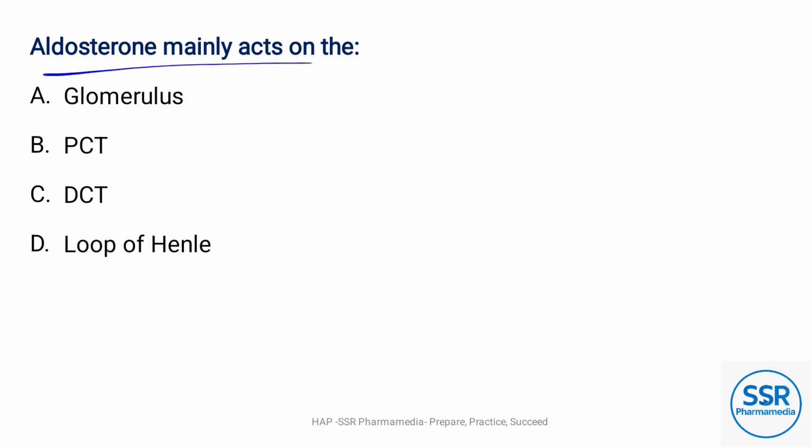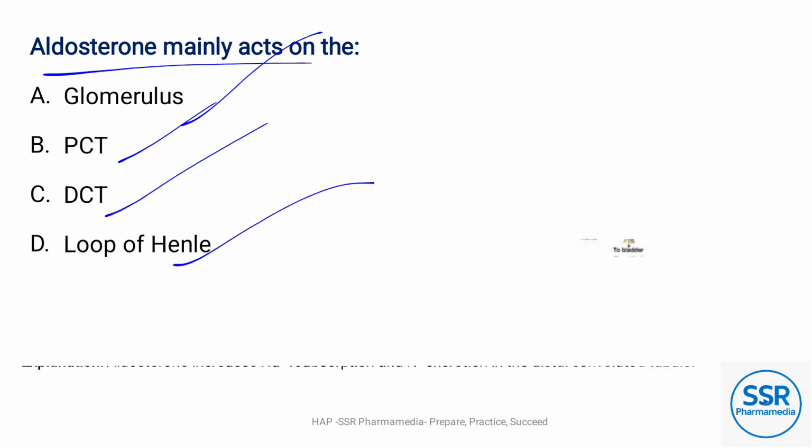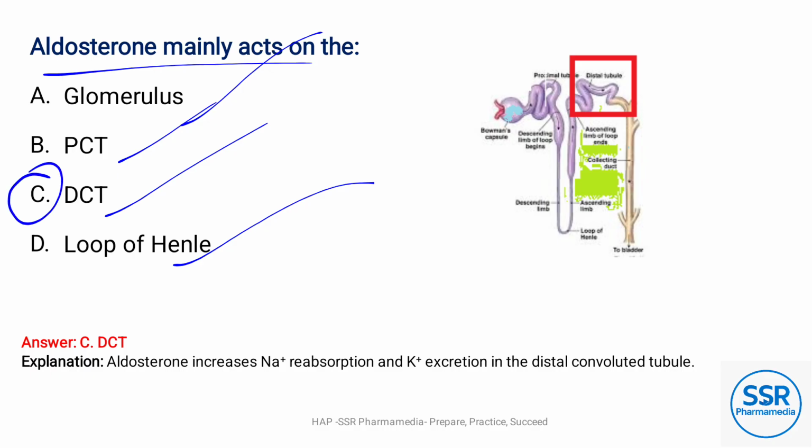Aldosterone mainly acts on option A, glomerulus; option B, PCT, proximal convoluted tubule; option C, distal convoluted tubule, DCT; and option D, loop of Henle. So the answer is option C, DCT. Aldosterone increases sodium reabsorption and potassium excretion in the distal convoluted tubule.